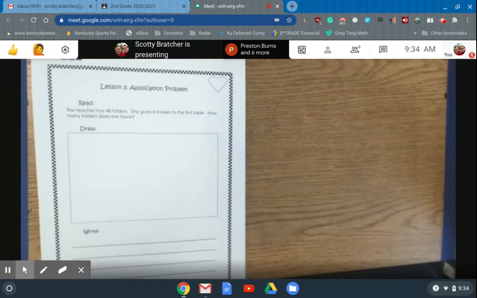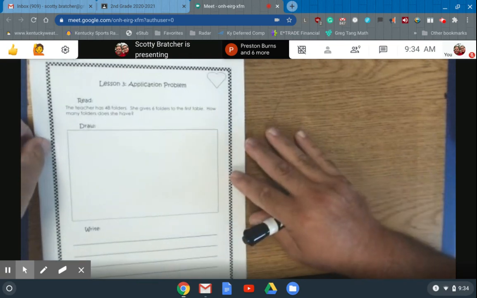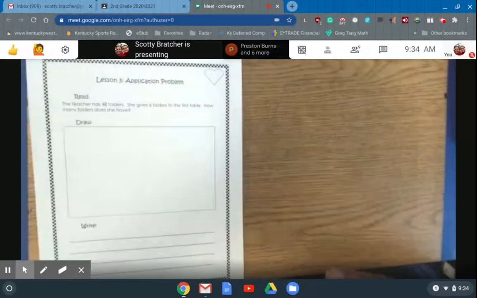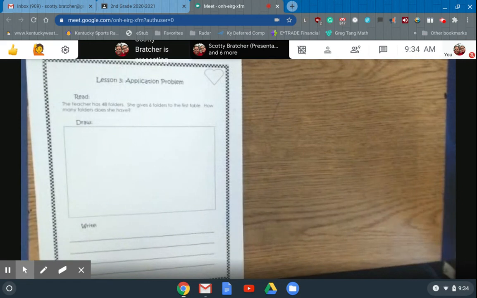All right. So, I'm going to read this word problem, and then we're going to talk about how to do it and talk about some things about word problems. Okay?